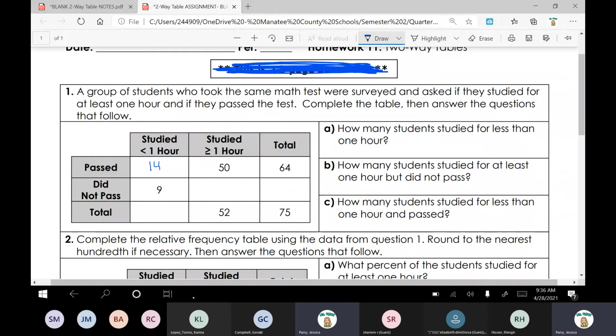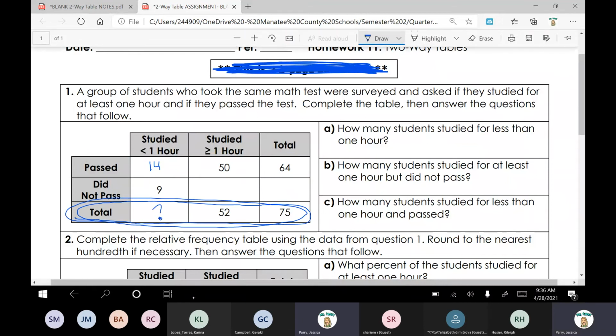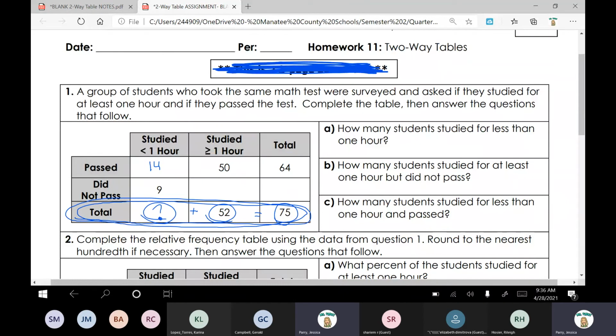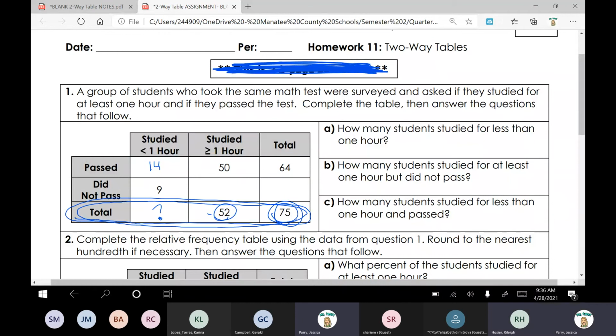Let's look at this one here across. So I know this is where you guys kind of struggle with our subtraction. So again, we're missing a number here. We have our total of 75. Normally we would do this plus this equals 75, but we don't know what that first thing is. So let's do subtraction. Let's go backwards. 75 minus 52 equals what?